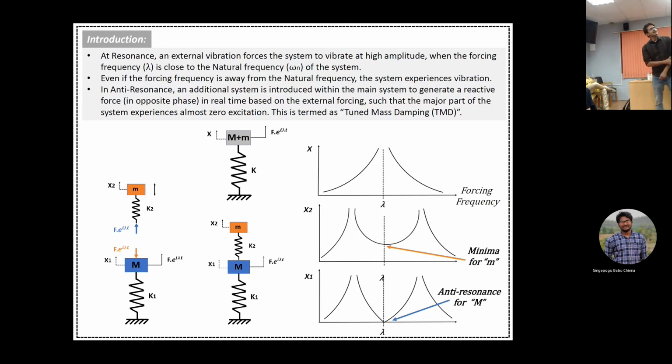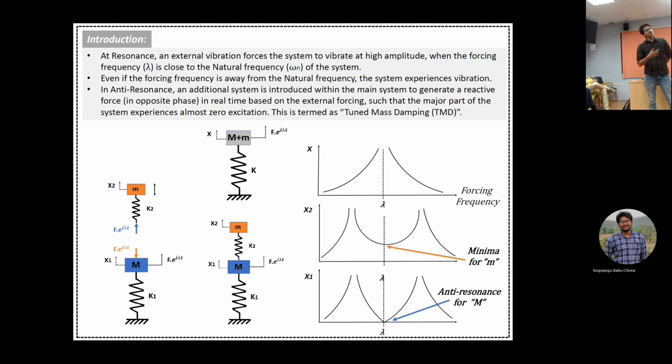So at resonance, an external vibration forces the system to vibrate at high amplitude when the forcing frequency is matching with the natural frequency. Even when the forcing frequency is away from the natural frequency, the system experiences vibration.